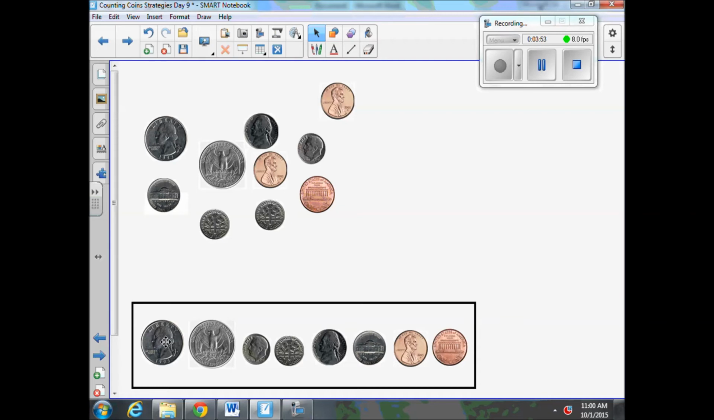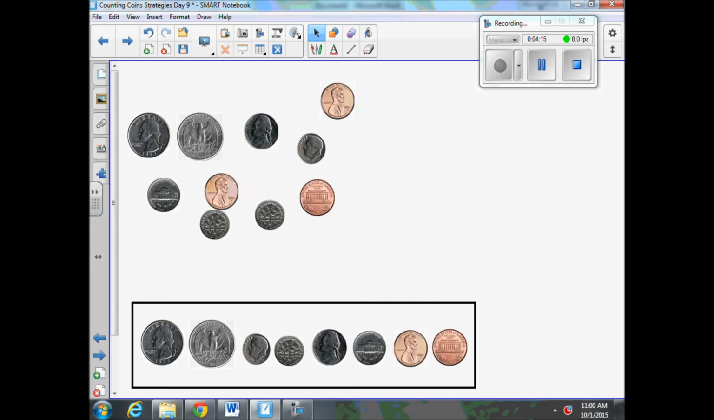So here we go. The first strategy I need to do is I need to know that I need to put the coins that are the same together. And the other thing I need to remember is I need to always start with the one that has the greatest value. So I know I'm going to start with those quarters, and I look on this change and I see Daddy threw out 2 quarters. So I'm going to put those up there.